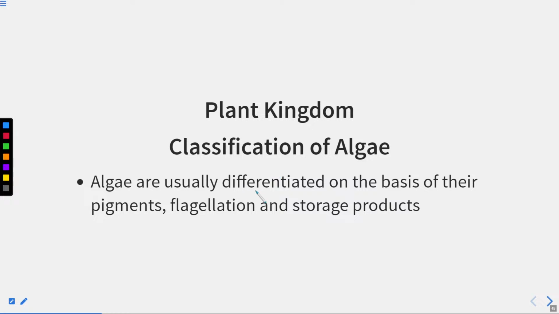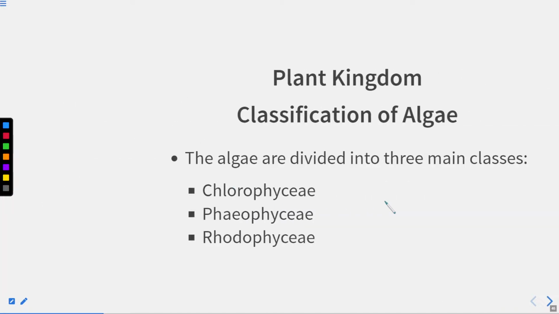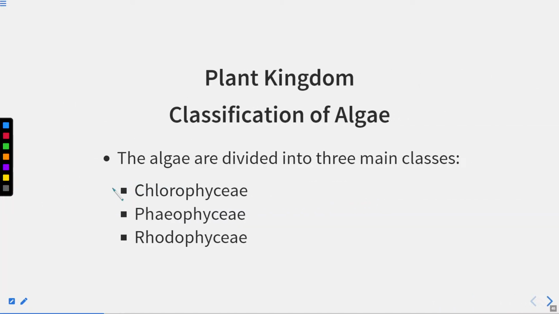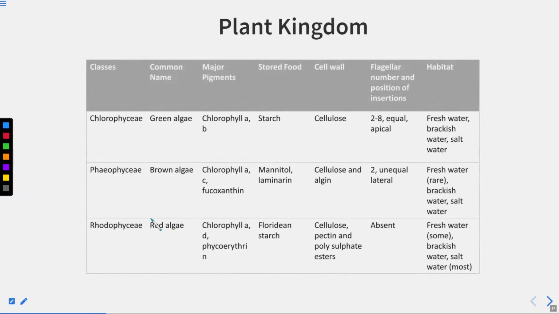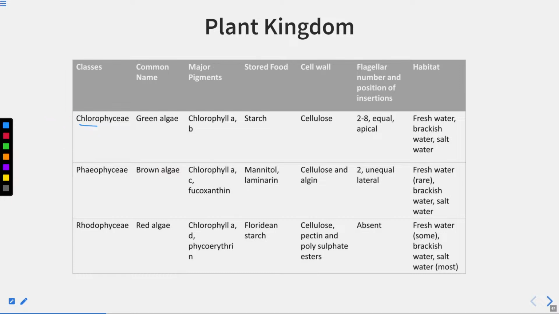Classification of algae. Algae are usually differentiated on the basis of their pigments, flagellation and storage products. So if we discuss the classification, it can be divided into three different classes, that is Chlorophyceae, Phaeophyceae and Rhodophyceae. Chlorophyceae is also called green algae, and it has chlorophyll A and B. This is very important: what type of chlorophyll Chlorophyceae has, what type Phaeophyceae has, and what type Rhodophyceae has.